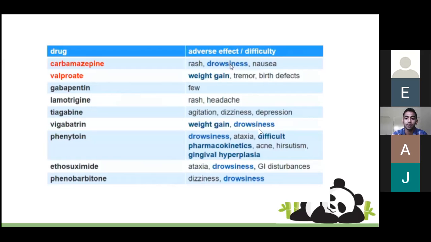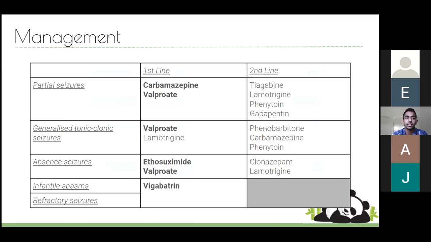Yeah, and then phenytoin has probably got the other things that you need to know about. So it's got that zero order kinetics and that gingival hyperplasia, so gum hypertrophy that we were talking about before. If you don't know, just go for drowsiness pretty much in general.